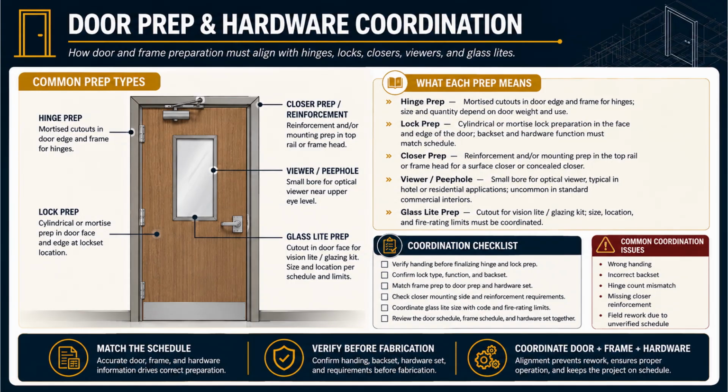All three as one. And the common coordination issues are exactly the failures of that list: wrong handing, incorrect backset, hinge count mismatch, missing closer reinforcement, and field rework due to an unverified schedule. The 3 takeaways: match the schedule, verify before fabrication, and coordinate the door plus frame plus hardware as a set, because alignment prevents rework and keeps the project on schedule.